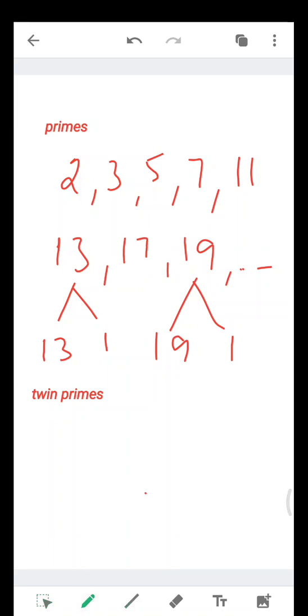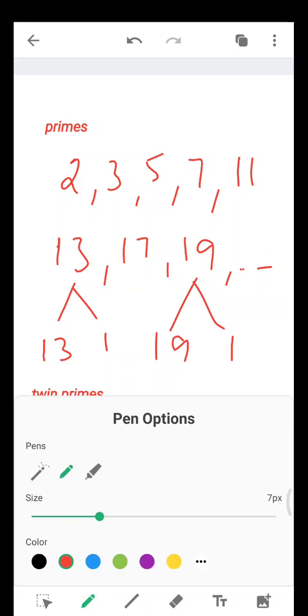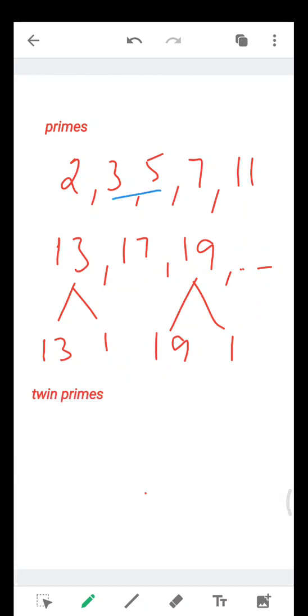Twin primes are the primes which differ by 2. What are twin primes? Primes which differ by 2. Like I can say from the above examples, 3 and 5 are twin primes. This I am just giving you as extra information about primes and twin primes. So 5 minus 3 is how much? 2. So 3 and 5 form a pair of twin primes.